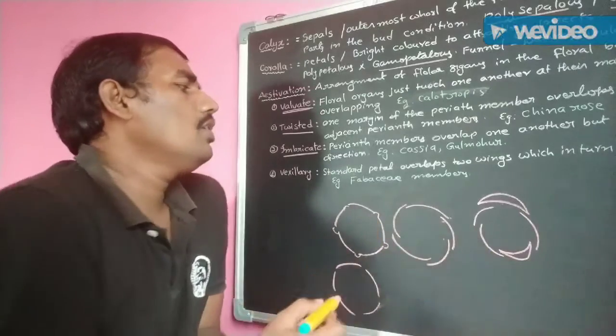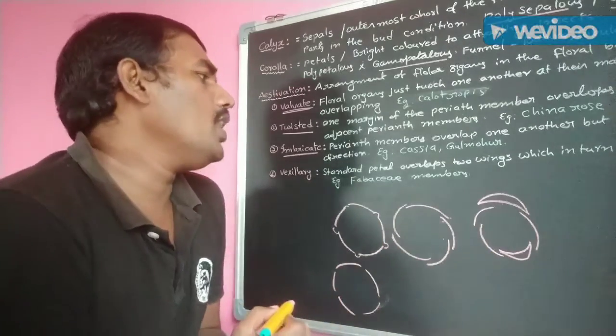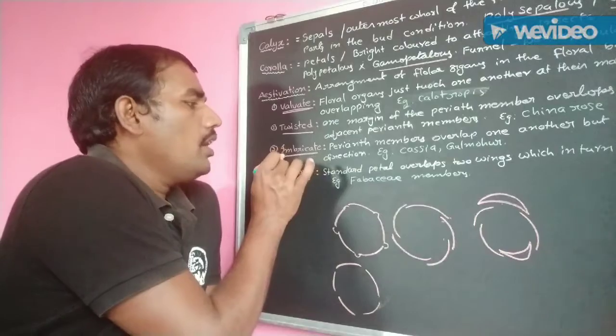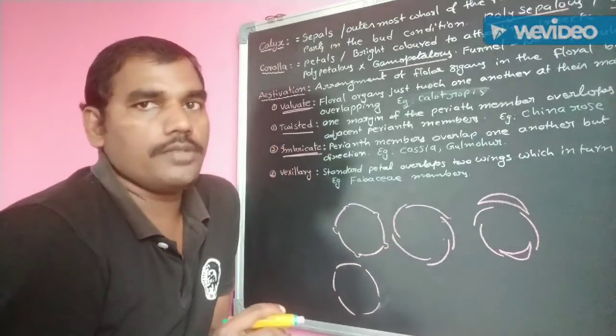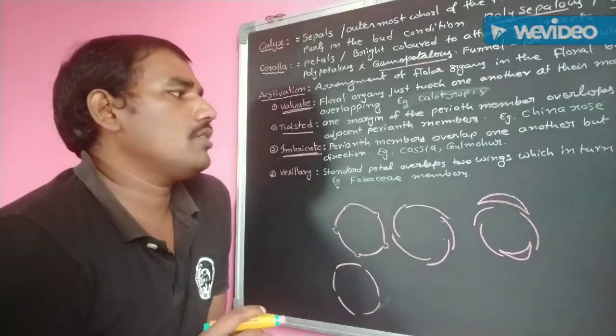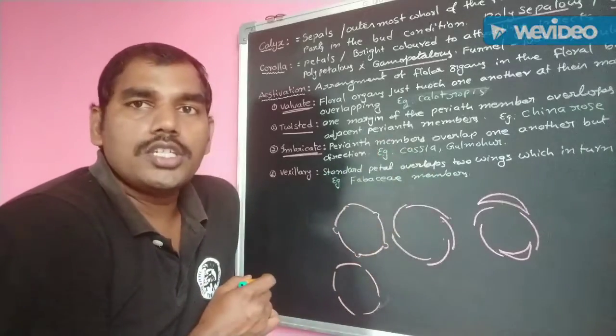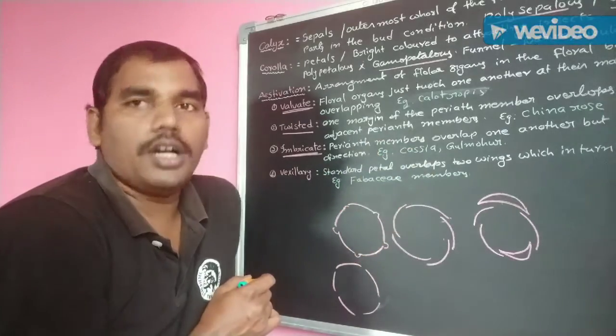This type of perianth members arrangement is known as imbricate aestivation. Imbricate aestivation. Example, Cassia occidentalis and Gulmohar.